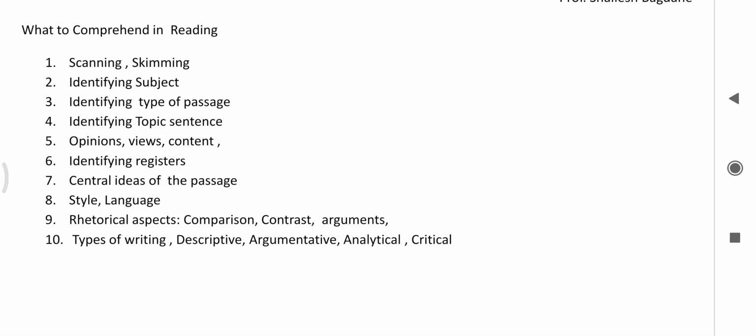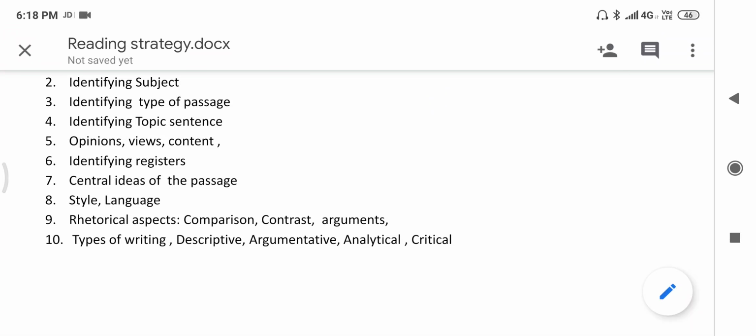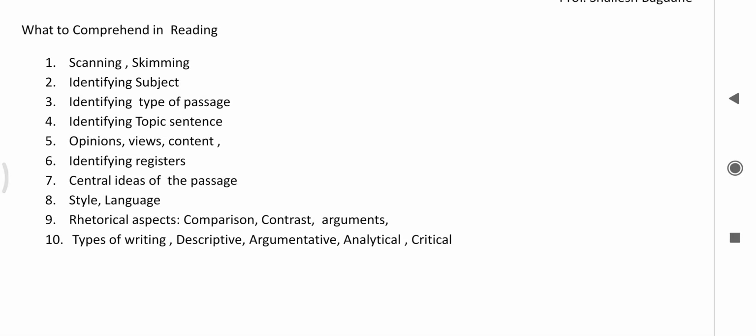Next is identifying register. Register means, this point was already discussed in our earlier lecture, to identify the field. Suppose politics is the field, then words from politics, like politics, constituency, electoral process, candidate, Vidhan Sabha, Rajya Sabha, or upper house, lower house, these words will be repeated. So, technically speaking, the political field implies the use of words from politics.